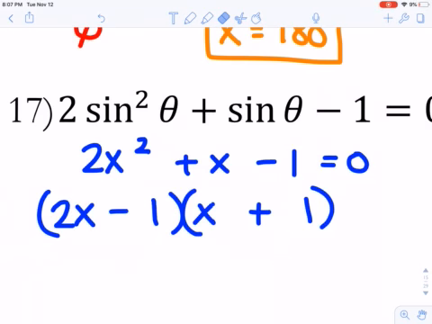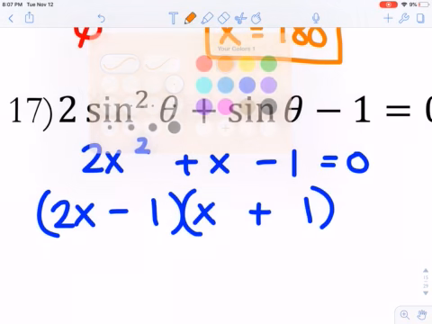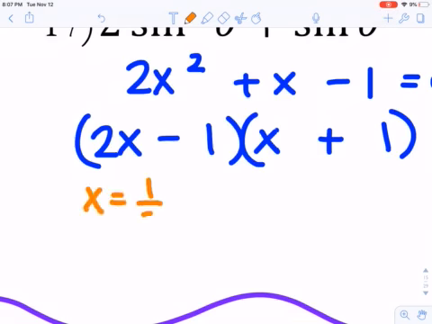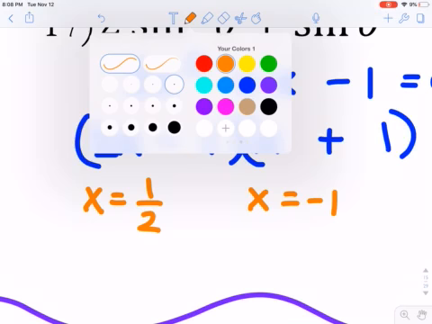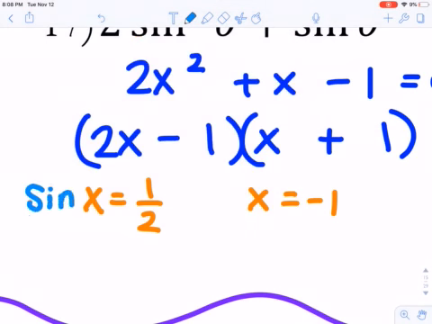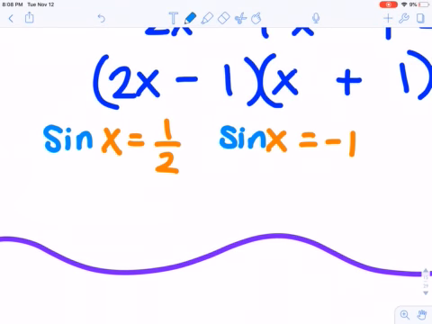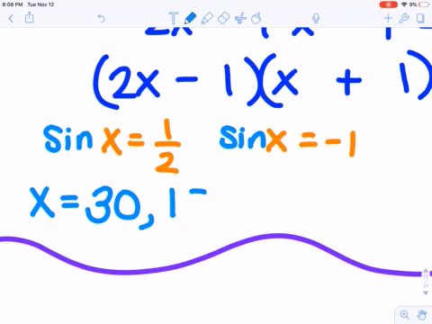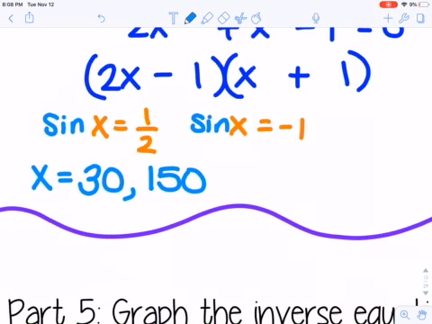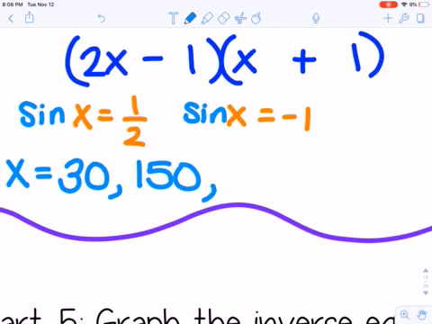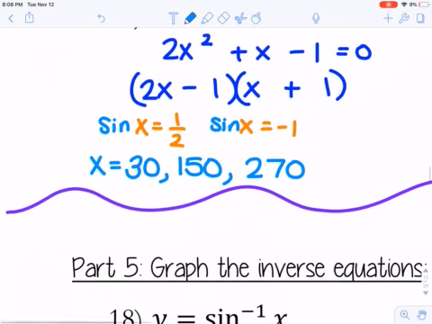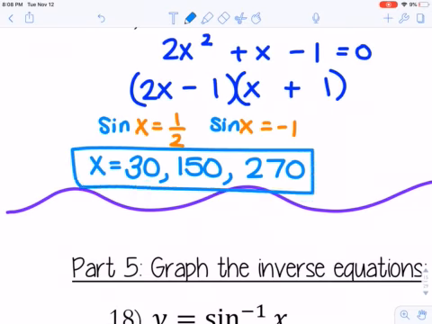All right, so let's solve. We will get x equals a half and x equals negative 1, but let's replace these back with the sine. So it's sine of x equals 1/2 and sine of x equals negative 1. So where is sine positive 1/2? That's at 30 degrees and 150 degrees. And where is sine equal to negative 1? That is at 270 degrees. So there's 3 answers to this one.